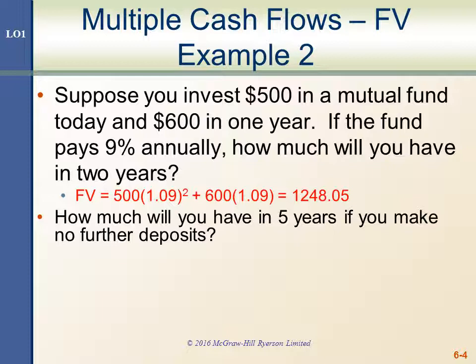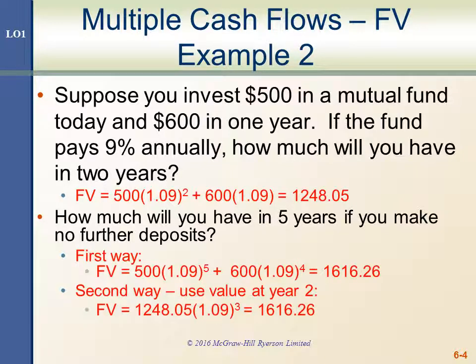We could do a similar way that we did for the calculation above. But in this case, what we have is a $500 payment that is going to compound for 5 periods at 9%, because we're interested in the value at time equals 5. Then we'll have the $600 payment that will compound for 4 periods, so we take 600 times 1.09 to the 4th, add that together, and we get $1,616.26.